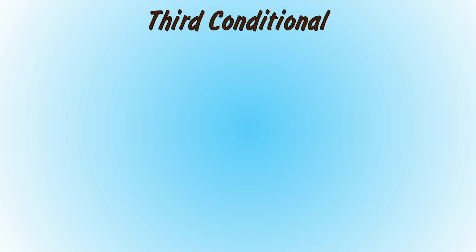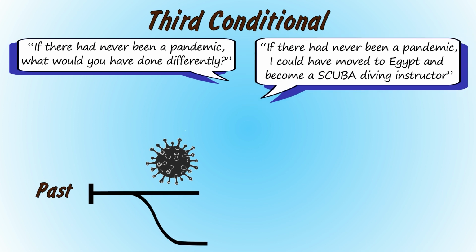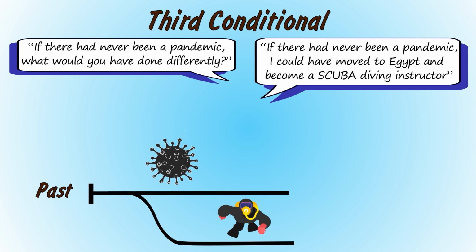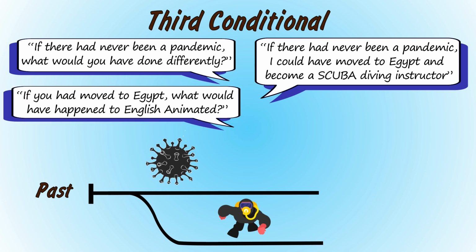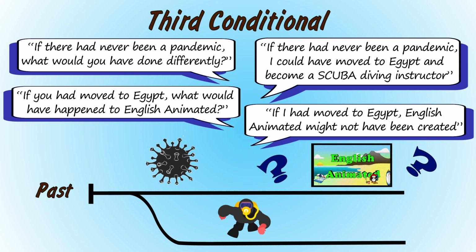Okay, now some examples with the third conditional. If there had never been a pandemic, what would you have done differently? If there had never been a pandemic, I could have moved to Egypt and become a scuba diving instructor. If you had moved to Egypt, what would have happened to English Animated? If I had moved to Egypt, English Animated might not have been created.